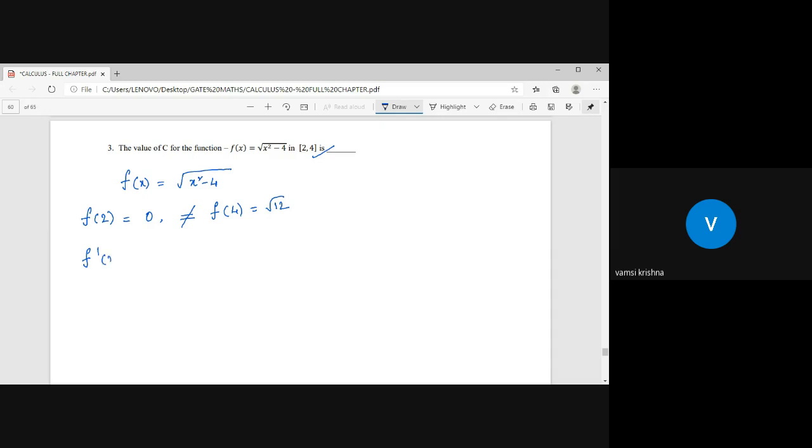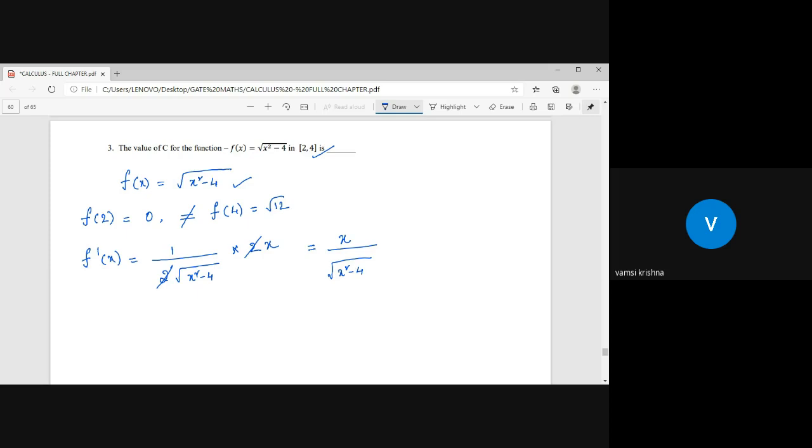F dash of x is equal to, here f of x is available, so the differentiation of root x is 1 by 2 root x. So 1 by 2 root of x square minus 4. For this x square minus 4, I should write the differentiation again, 2x. And this 2 is going to be cancelled, and the remaining part is x by square root of x square minus 4.